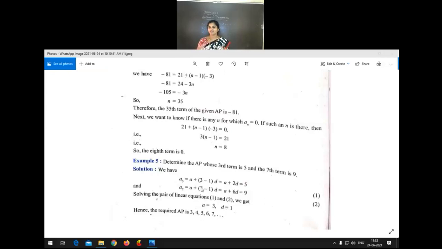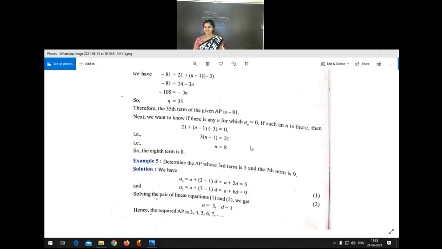So to determine the AP, in the sense to find the AP, we need the first term A and the difference. If we have the first term and the difference, we can easily write the AP using the general form. The general form is A, A plus D, A plus 2D, A plus 3D, and so on up to A plus n minus 1 into D. Got the idea of this problem, students? So this is about the example problems. I think the remaining problems you can work out now. You are now able to work out the exercise problems related to the nth term of an AP.